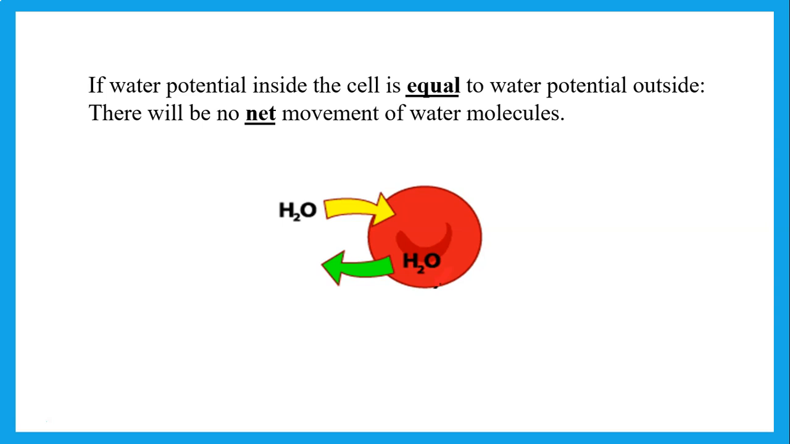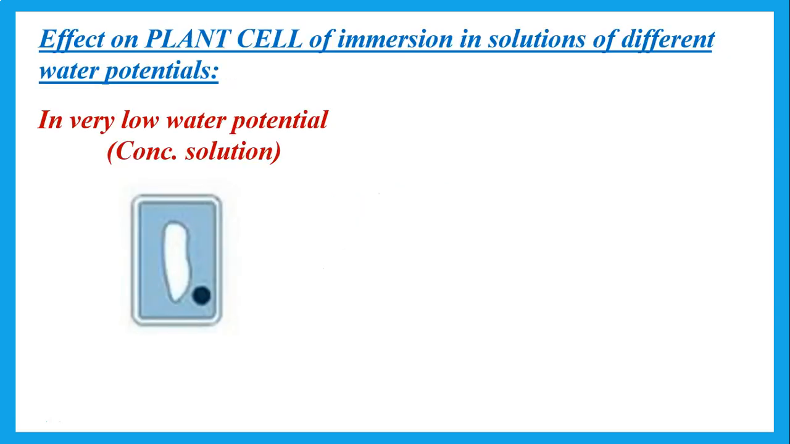Are we paying attention? So I put my red blood cell into a solution that has the same water potential as that inside the cell. So inside and outside are equal water potential. What happens? Please do not say no water will move. That's not right. The water will move, but we say there is no net movement, because the amount going in will be equal to the amount going out. So there is no net movement of water molecules.